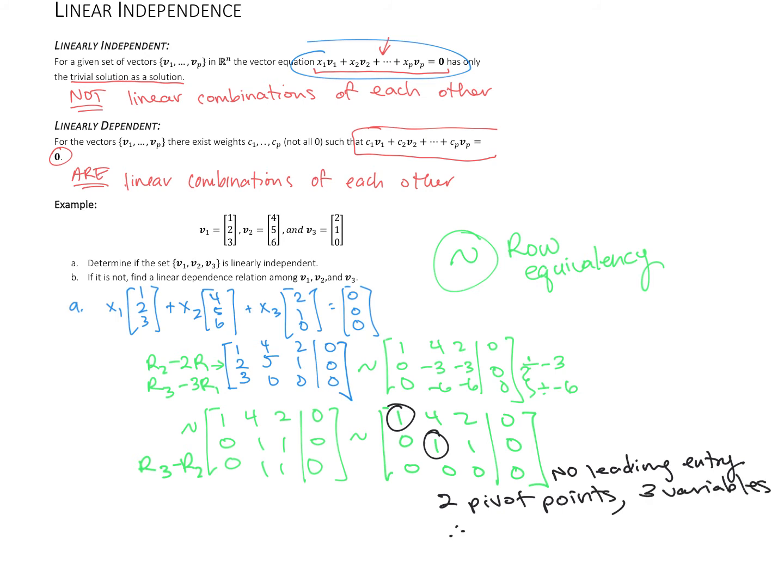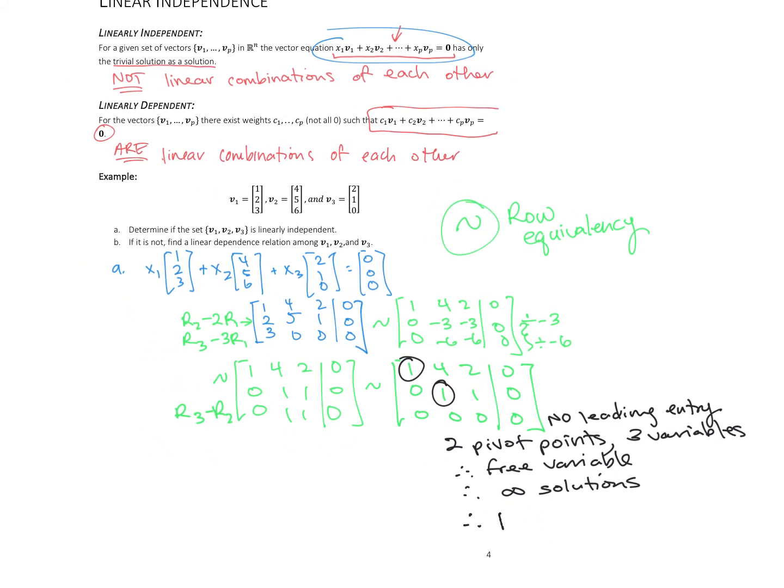That means I have a free variable, which means that I have an infinite number of solutions, which then means that these are not independent. So these are linearly dependent because I have a single free variable. So that's another way to think about it.